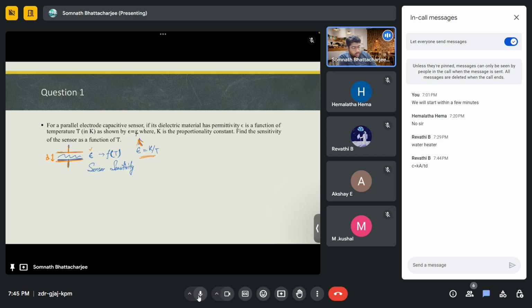The basic equation for a parallel plate capacitor is that C is always proportional to 1 by D with change in D, and also always proportional to the area. So the basic equation is C equals Ka by D. Now you may be able to calculate the sensitivity. Ka by Td.